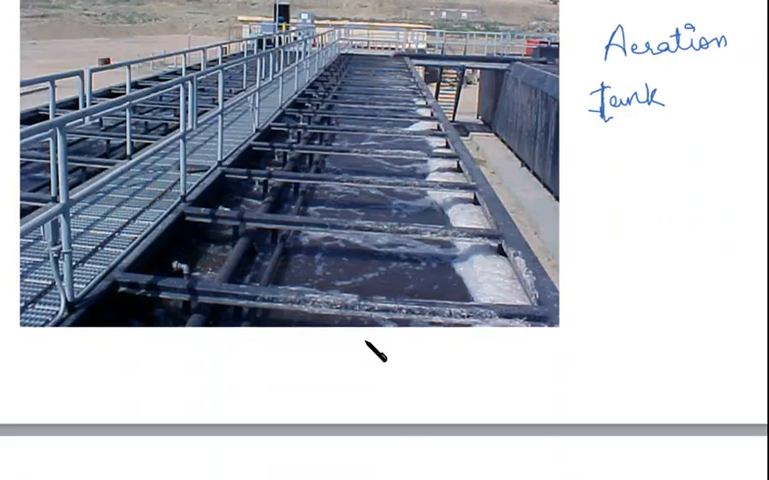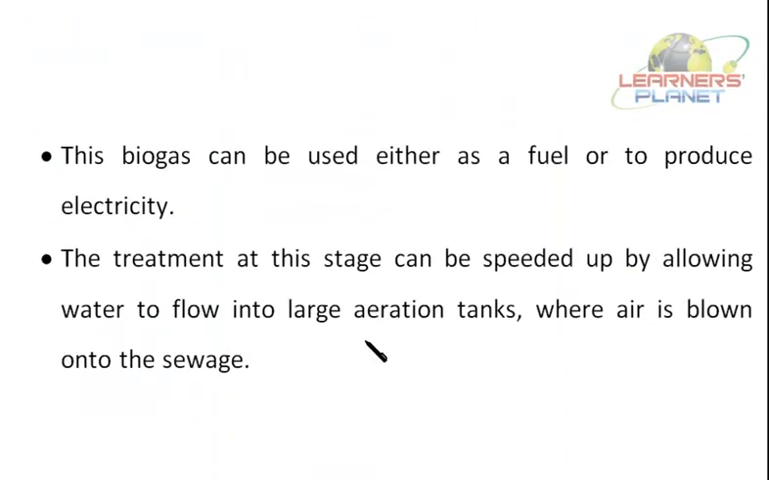As a result of this process biogas is produced. Right? This biogas can then be used either as a fuel or to produce electricity, and the secondary treatment can be speeded up by allowing water to flow into large aeration tanks, which we saw in the figure above, where air is blown onto the sewage.